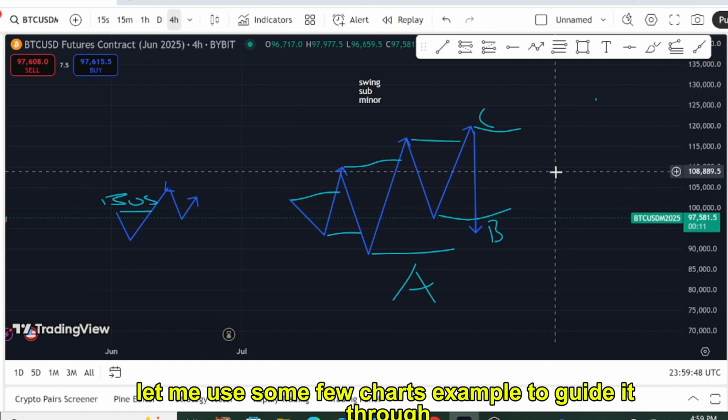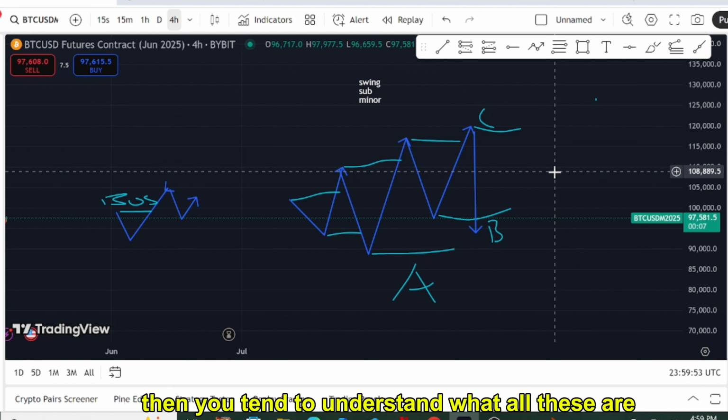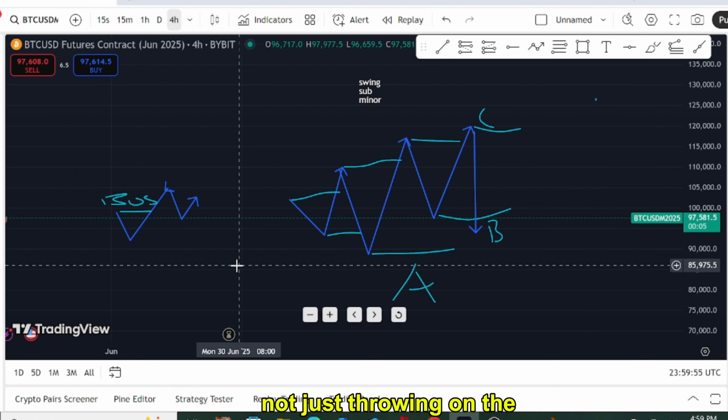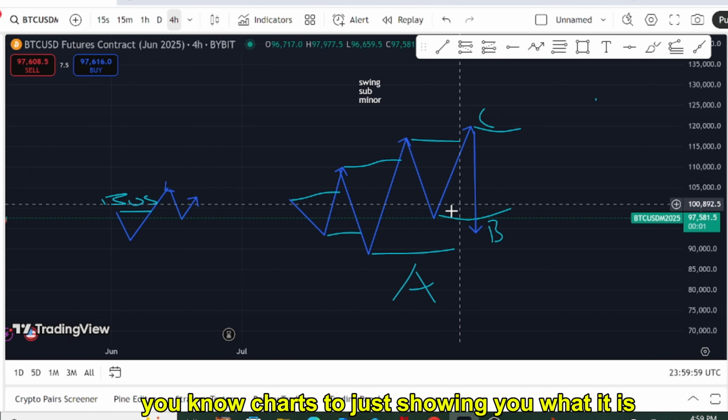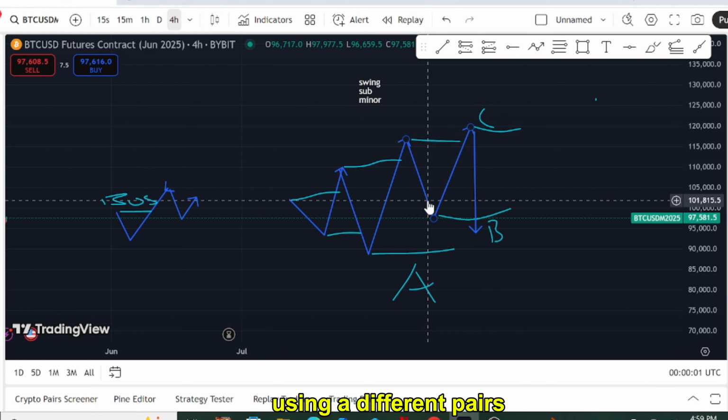Now let me use a few chart examples to guide you through, so you can understand what all these are, not just drawing on the charts to show you what it is. So I'm going to go ahead on the chart using different pairs to guide you through how this works.